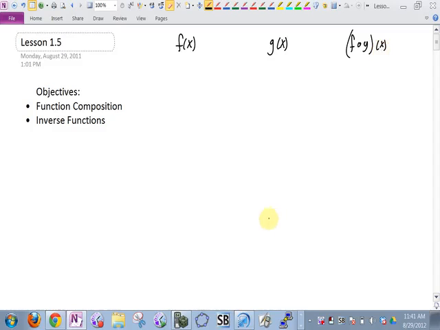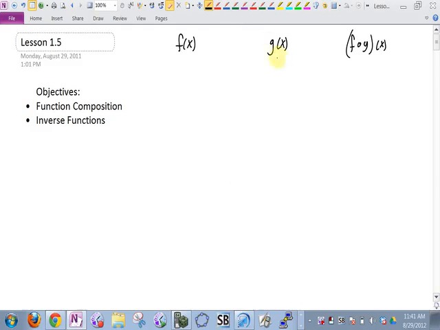No, that's my cursor. Can it also be written like f of g of x? Yeah, f of g of x. We'll talk about that. Okay? So we've got f of x, g of x, f compose g of x.